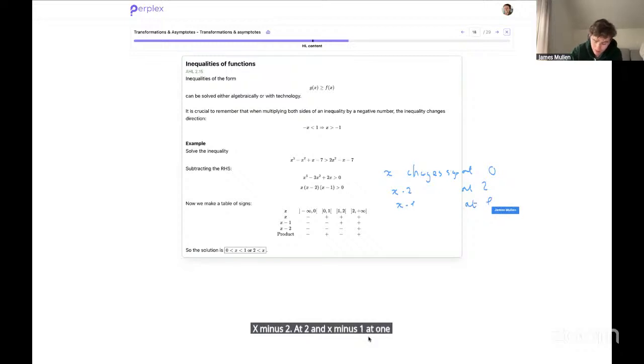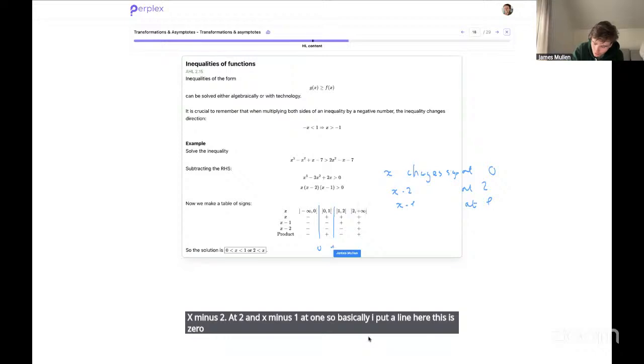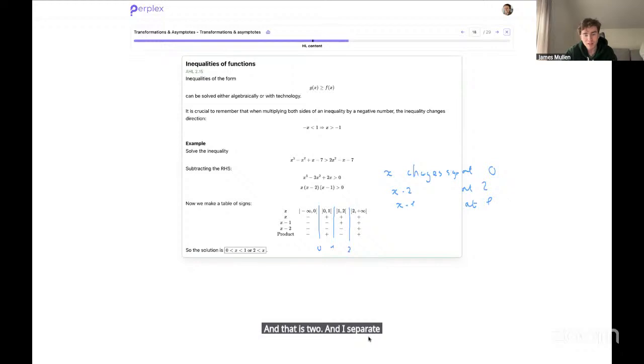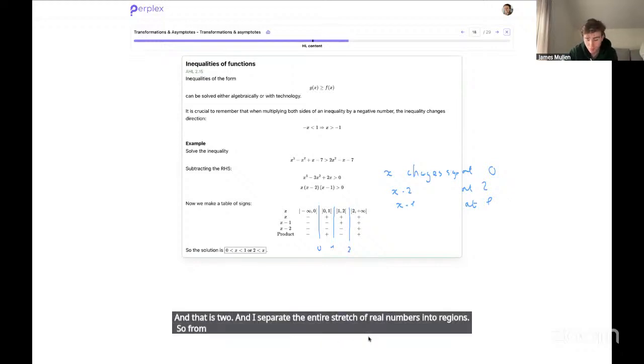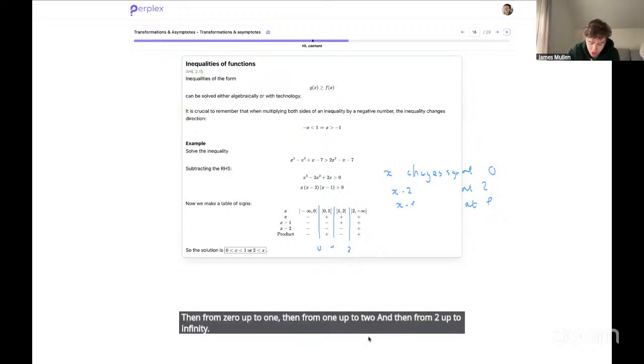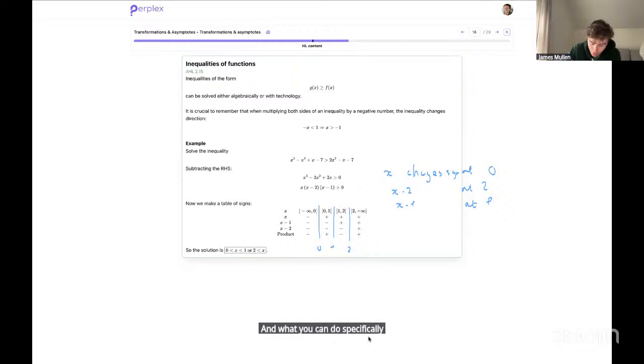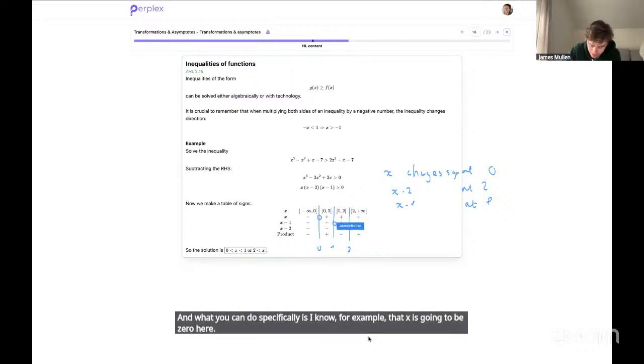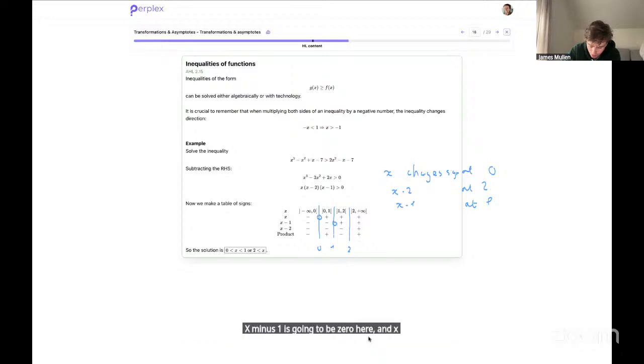So basically, I put a line here. This is 0, that is 1, and that is 2. And I separate the entire stretch of real numbers into regions. So from negative infinity up to 0, then from 0 up to 1, then from 1 up to 2, and then from 2 up to infinity. And what you can do specifically is I know, for example, that x is going to be 0 here, x minus 1 is going to be 0 here, and x minus 2 is going to be 0 here.